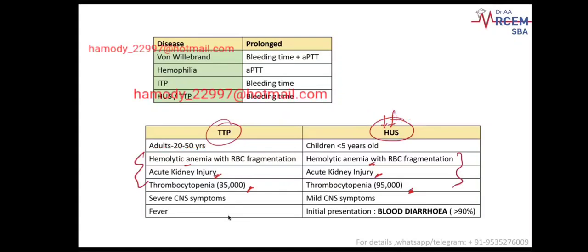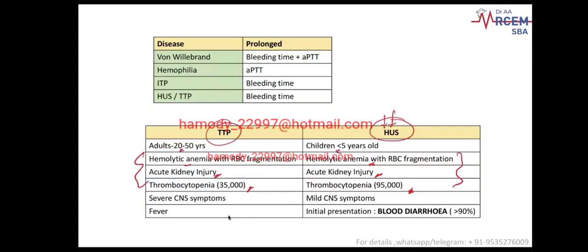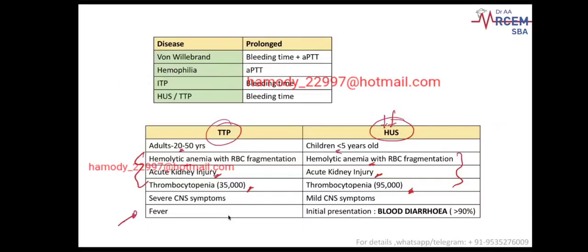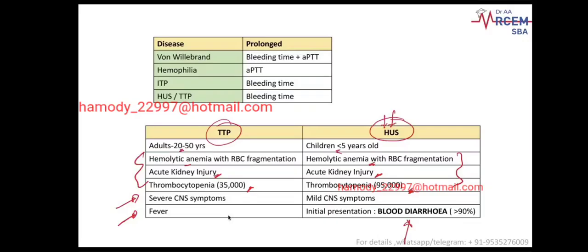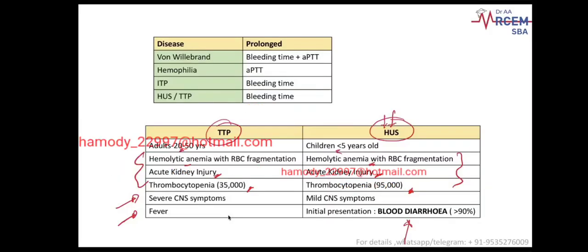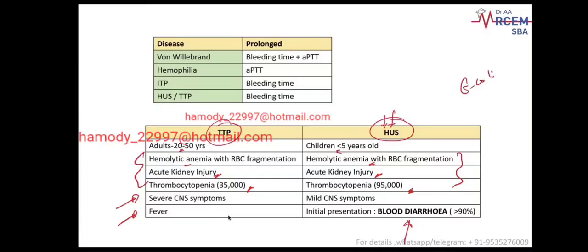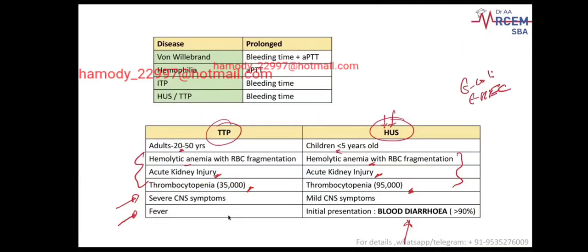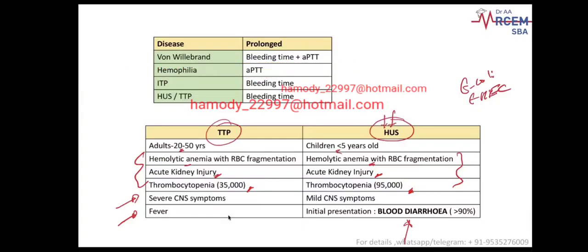But HUS is commonly seen in children, whereas TTP is commonly seen in the middle age group. In TTP, you usually see fever with CNS symptoms. Here, usually they do not have a fever. They usually present with bloody diarrhea that is caused by E. coli, a subgroup of E. coli known as EHEC, which we have discussed in the gastroenterology chapter, which can cause hemolytic uremic syndrome.